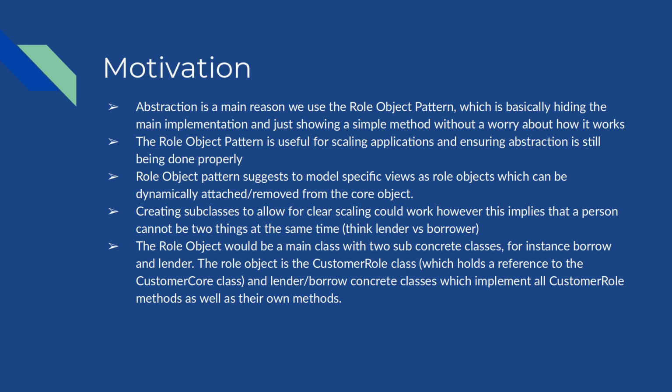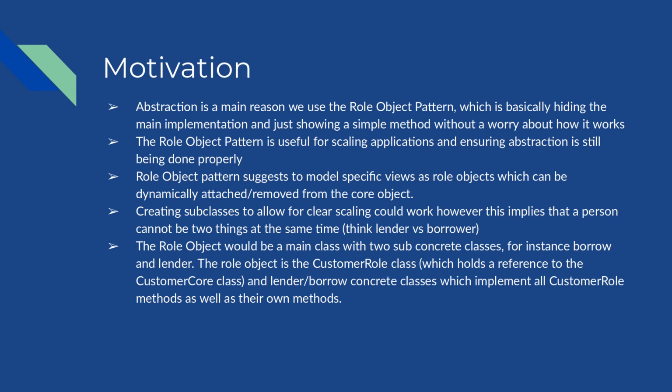Motivation. Abstraction is the main reason we use the role object pattern, which is basically hiding the main implementation, just showing a simple method without knowing how it works, which is basically what the user does, just making sure that they get the right values that they need, and they don't really care how it works as long as it does. The role object pattern is useful for scaling applications and ensuring abstraction is still being done properly. The role object pattern suggests to model specific views as role objects, and then each one can be dynamically attached or removed. We'll see how that works through the UML diagram and also the program that I wrote.